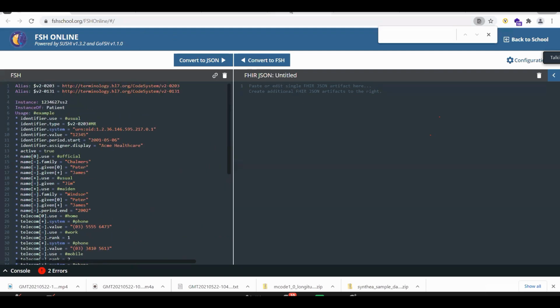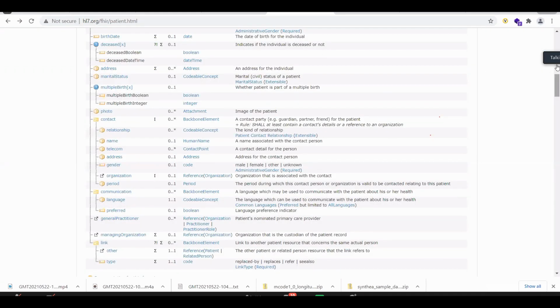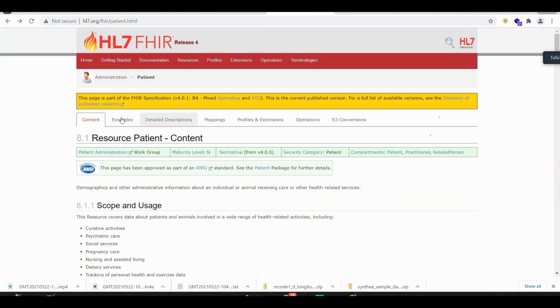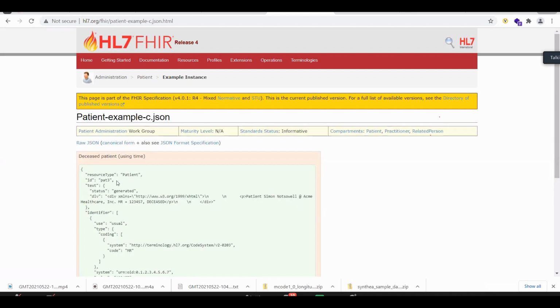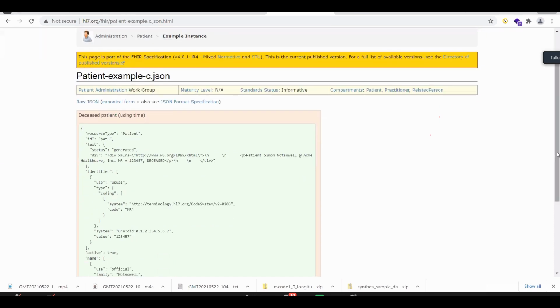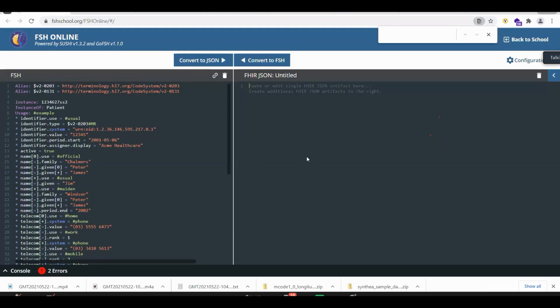So what I did was I just went in here. Okay, I went into examples. I took an example from here, and this time let's take another patient, right? So for example, let's take a deceased patient. I took the JSON for this patient. I copied this JSON and put it, and then I created a template from there. So you can actually take this and work on this also, right? So you don't have to actually go for FSH.